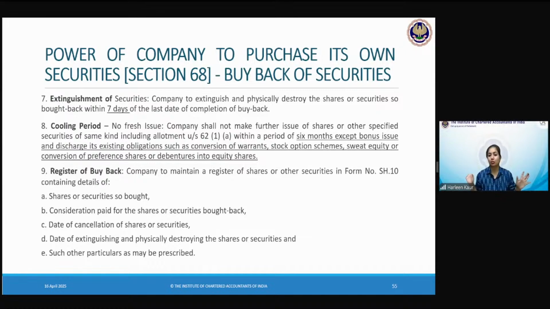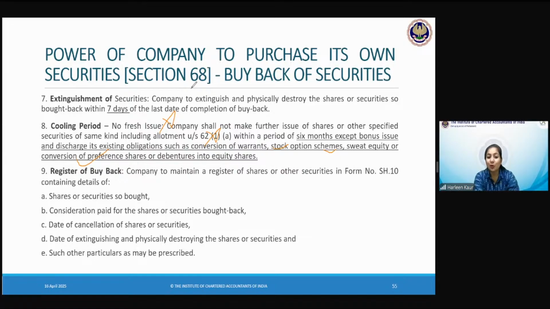Neither can you go for a rights issue. It says the company will not make a further issue of shares or any other securities under section 62. So you cannot even go for a rights issue for the period of 6 months, except that bonus shares can be issued, or conversions of sweat equity and stock options into debentures or equity can be done. Conversion is allowed, stock options are allowed, sweat equity is allowed, but you cannot go for a further issue of share capital and you cannot go for a rights issue for a period of 6 months.